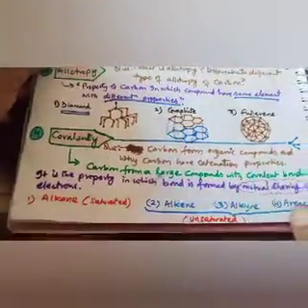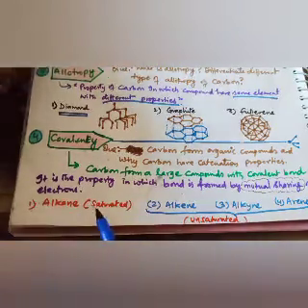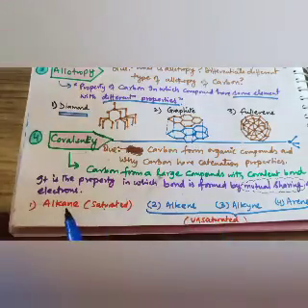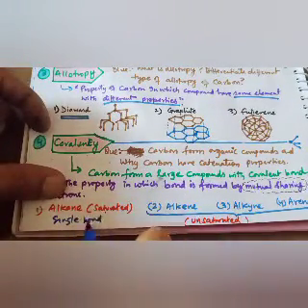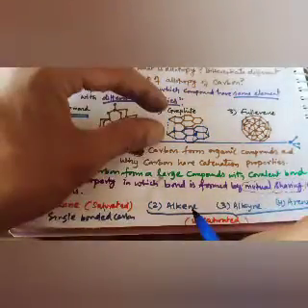So there are two types of covalent bond, saturated and unsaturated. Saturated is alkane, which is single bonded carbon. Okay, this also I will tell you in detail. Alkene is double bonded and alkyne is triple bonded, whereas arene is a ring form. So this is all for today.